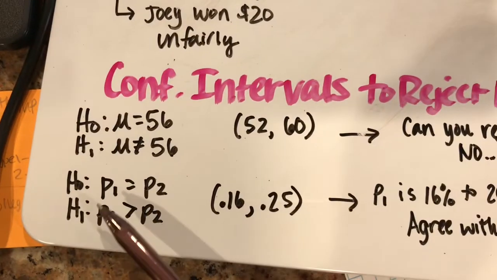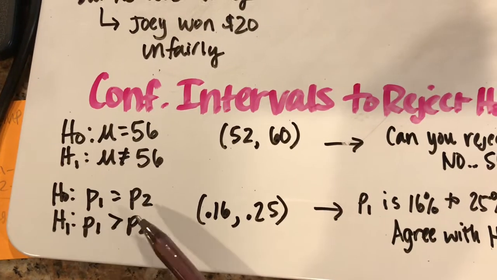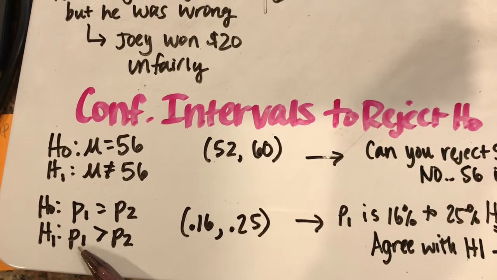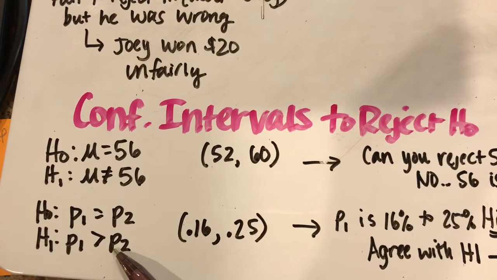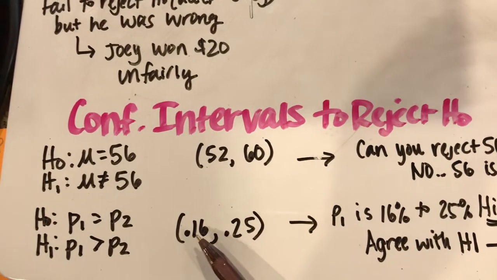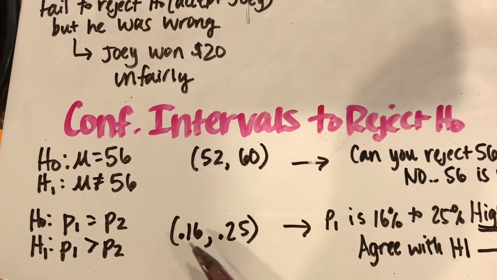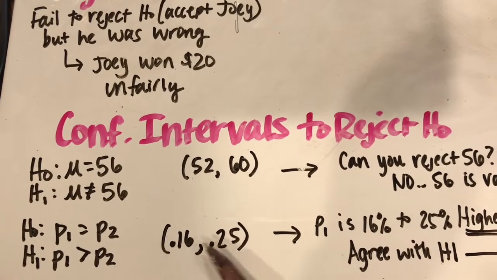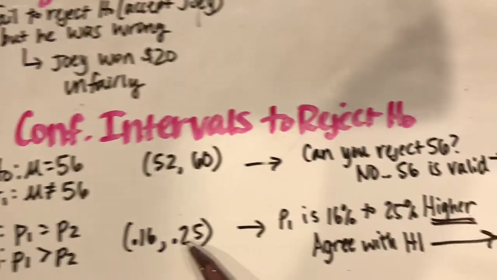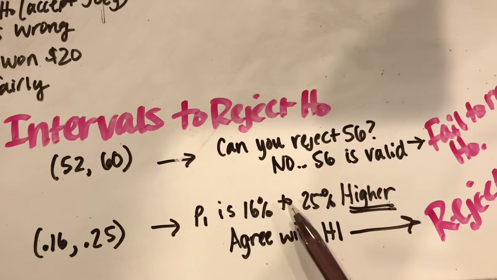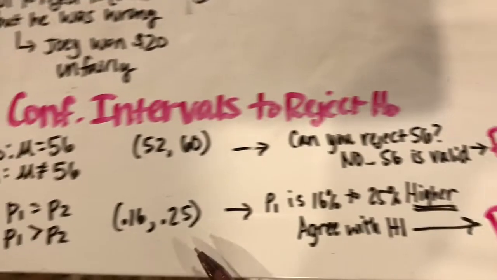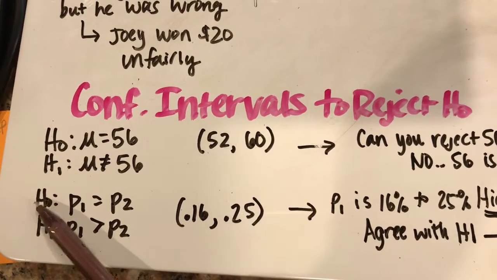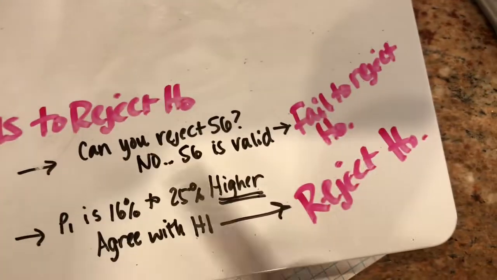It's a little bit more tricky if you're comparing two proportions or two means. But if this is my alternative hypothesis, proportion 1 is greater than proportion 2, let's see what happens here. If we have 0.16 and 0.25, this is telling you P1 is 0.16 to 0.25 higher than P2. P1 is 16% to 25% higher. That higher is agreeing with the H1. So if you agree with the H1, that means you reject the H0.